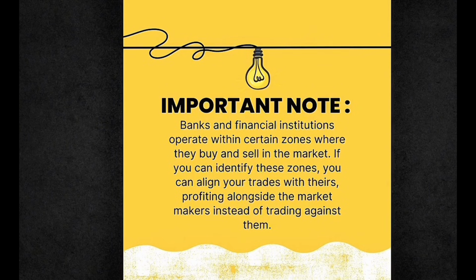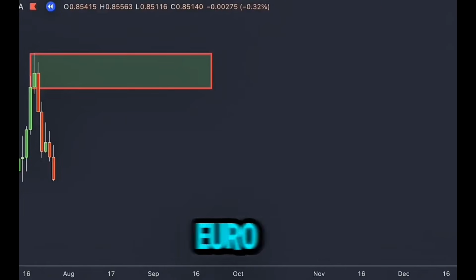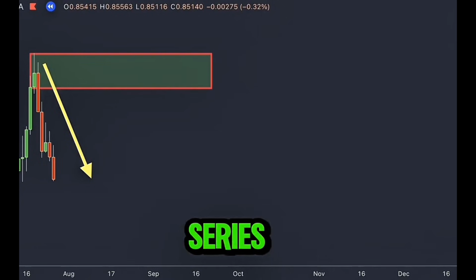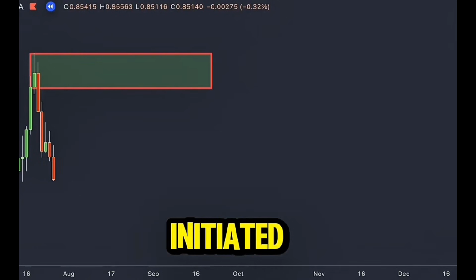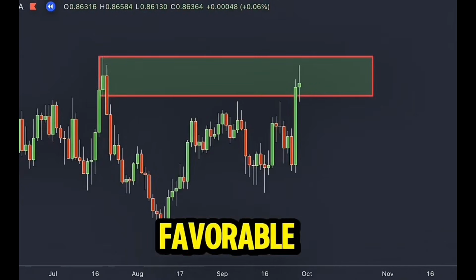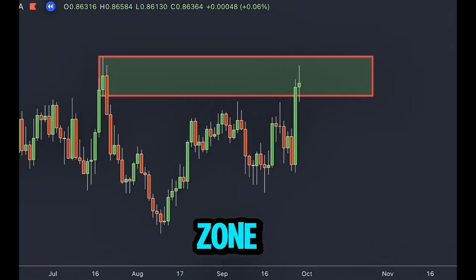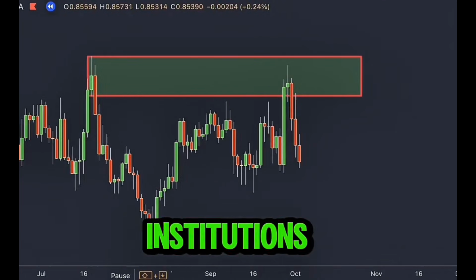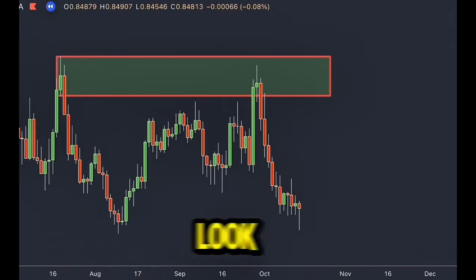Financial institutions operate within certain zones where they buy and sell in the market. If you can identify these zones, you can align your trades with theirs, profiting alongside the market makers instead of trading against them. Let me show you an example. Take another look at the Euro-US dollar 4 hours chart. Notice the strong downward movement represented by the series of red candlesticks. This move was initiated by banks because they deemed the price favorable. When the market retraces to test this zone, the same banks re-enter and other institutions jump in as well, driving the price down again.